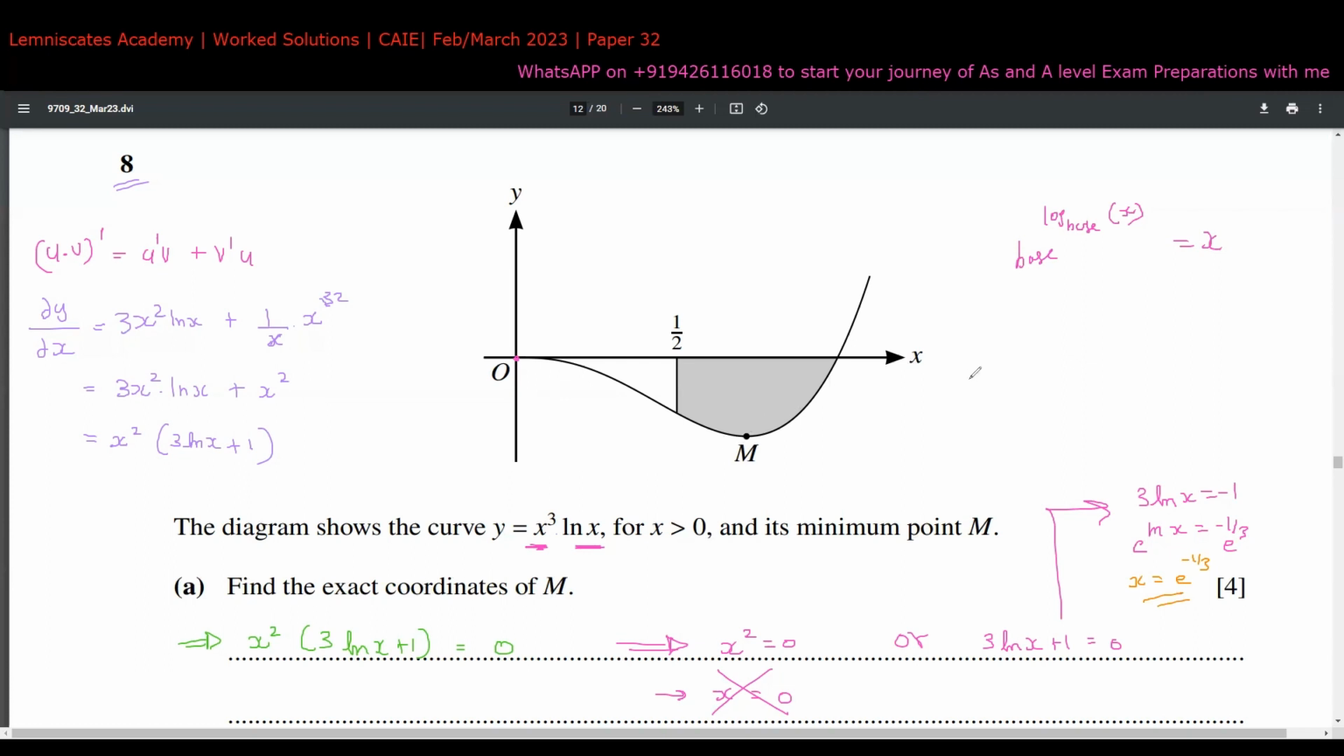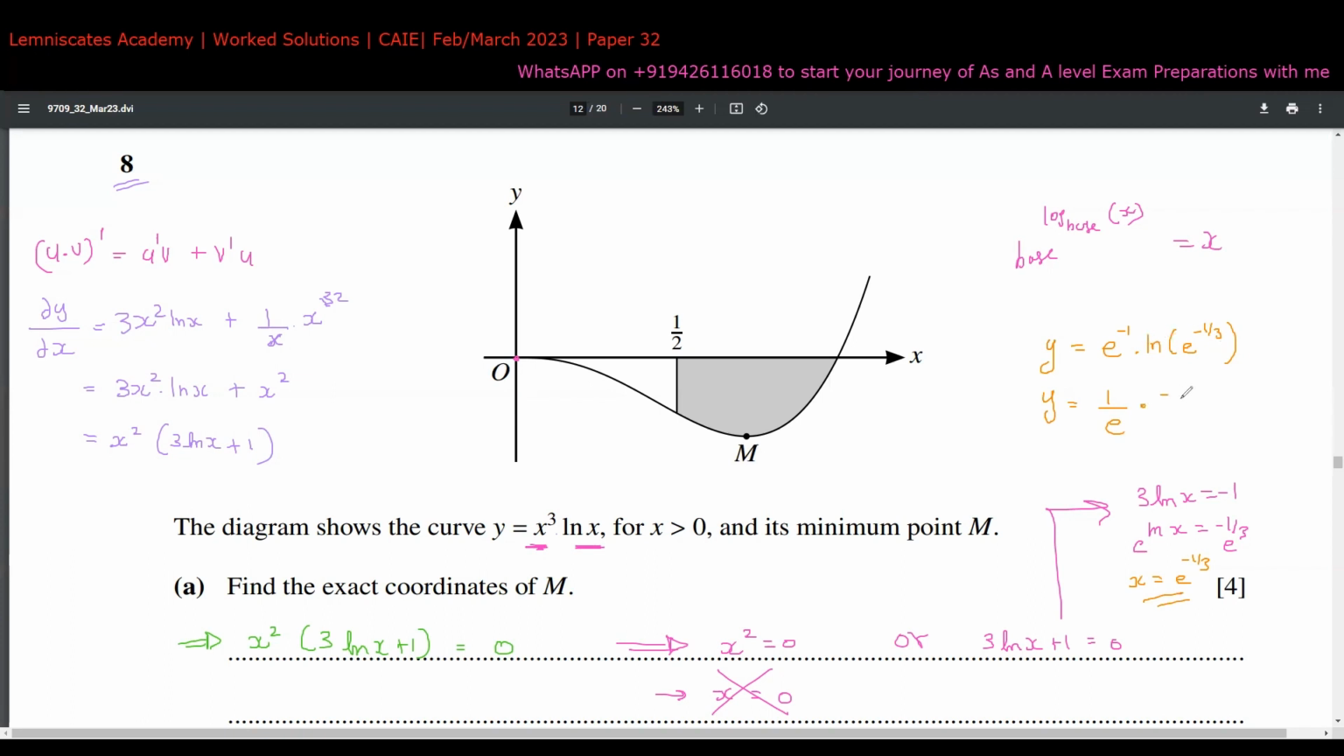What is the y value of this M? For that, we have to substitute it into this equation. So y is equal to e to the power of negative 1 by 3 times 3, which is e to the power of negative 1, times ln of e to the power of negative 1 by 3. So I can write the same thing as y is equal to e to the power of negative 1, which can be written as 1 by e. Then with the help of the power rule of logarithms, I can bring that minus 1 by 3 out, into the bottom part, that is in front of ln.